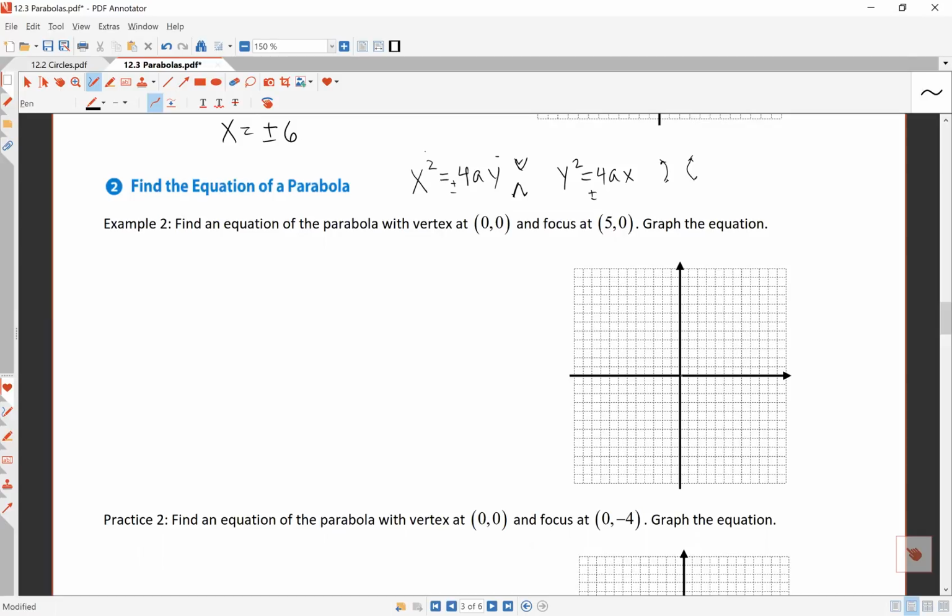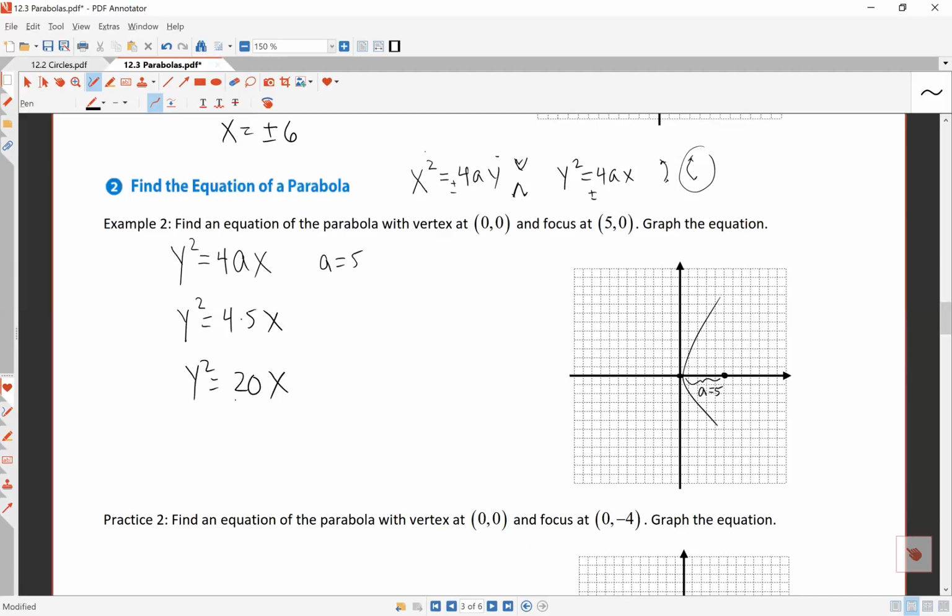If the vertex is at the origin 0, 0, and the focus is at 5, 0, I know that my parabola always opens around the focus. Therefore, I know it's y squared equals 4ax. And because the focus lies 5 units from the vertex, a is 5, and we now have the equation y squared equals 4 times 5x, or y squared equals 20x.